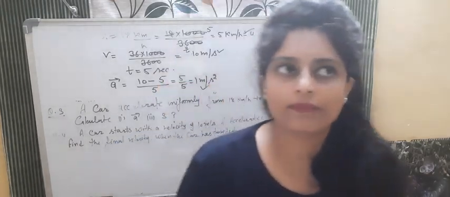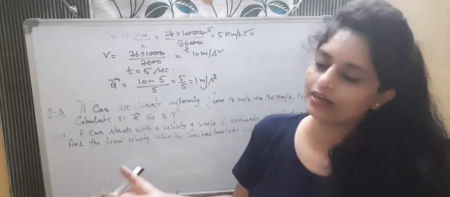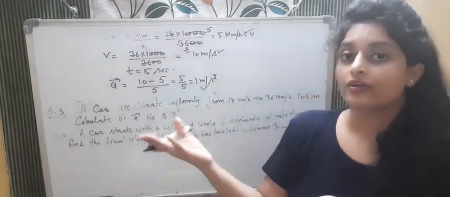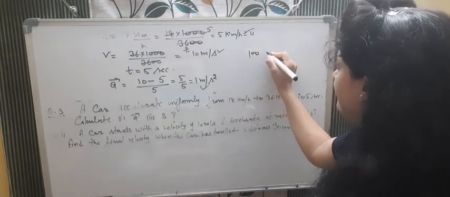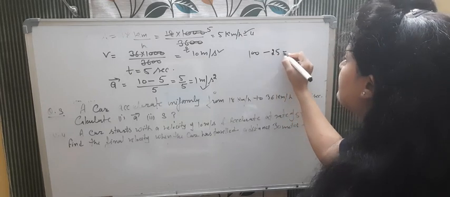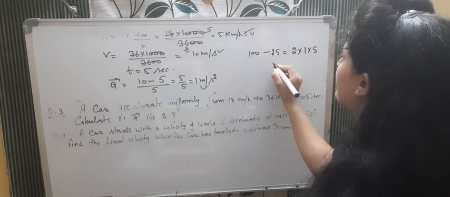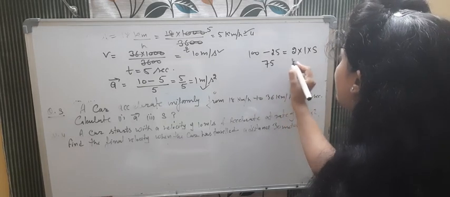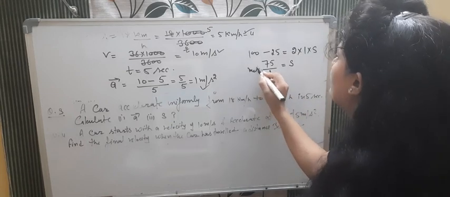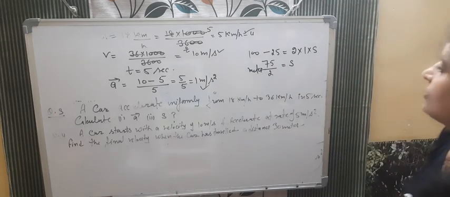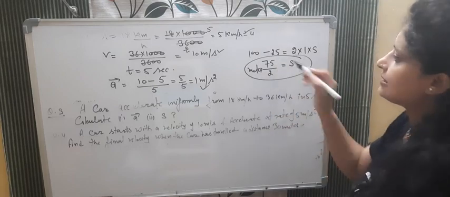So for distance you can apply any of the equations because you know time, initial and final velocity, everything. So you can apply S is equal to ut plus half at square or v square minus u square is equal to 2as. So we will apply v square 100 minus u square 25 is equal to 2 into a. A का value 1 we calculated. 100 minus 25 is 75, divided by 2, and this will be the S distance. So the answer will come in meter. So this will be the distance. So this is the third question.